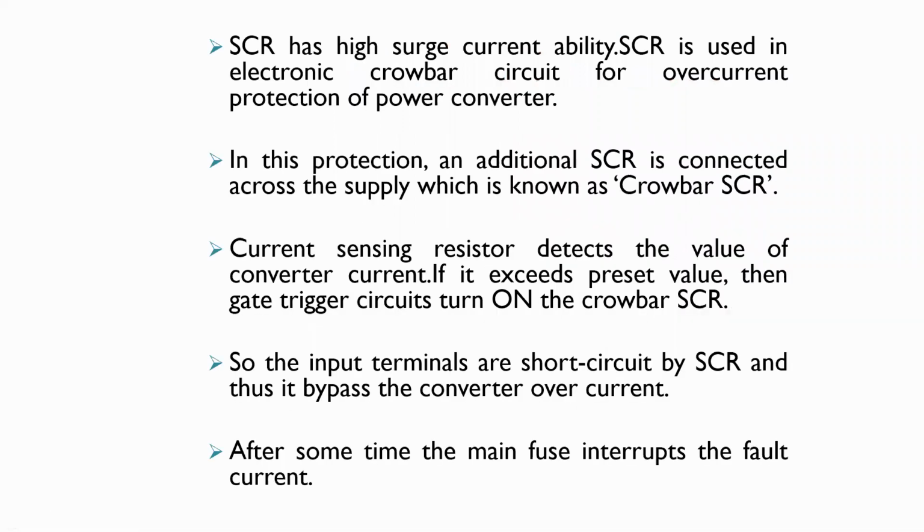SCR has very high surge current ability. SCR is used in an electronic crowbar circuit for overcurrent protection of the power circuit. In this protection, an additional SCR is connected across the supply, which is known as the crowbar SCR. The current sensing resistor detects the value of the converter current. If it exceeds the preset value, then the gate trigger circuit turns on the crowbar SCR. So the input terminals are short circuited by the SCR, and thus it bypasses the converter overcurrent. After some time, the main fuse interrupts the fault current.